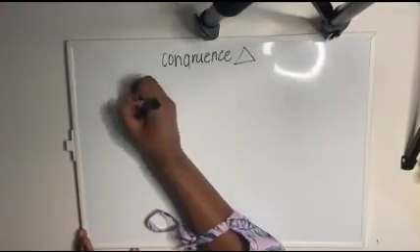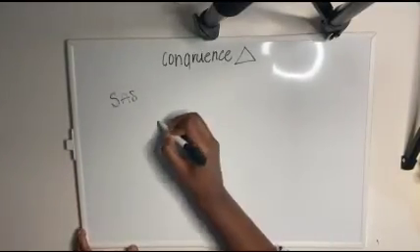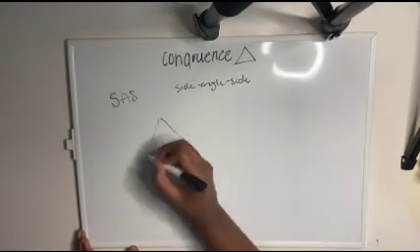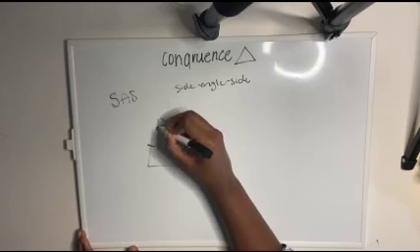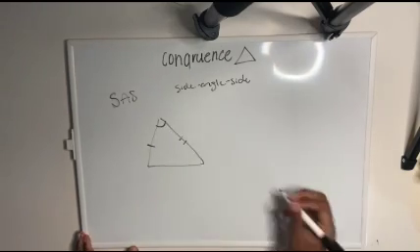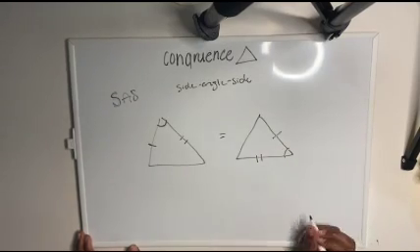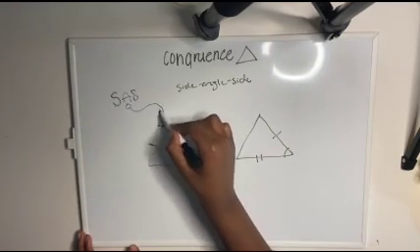The next theorem we're going to talk about is SAS. This stands for side angle side. This means that when you have one side, another angle in between it, and another side that's congruent in 2 triangles, then you can tell that the triangles are the same or congruent.